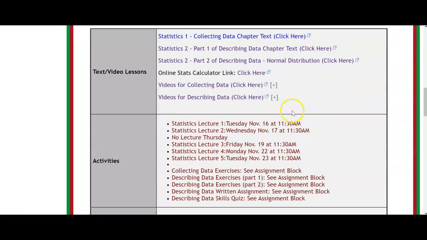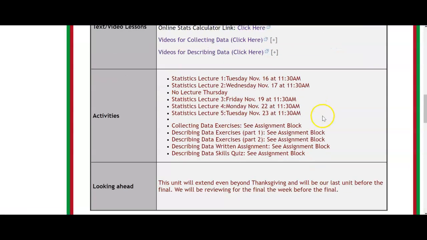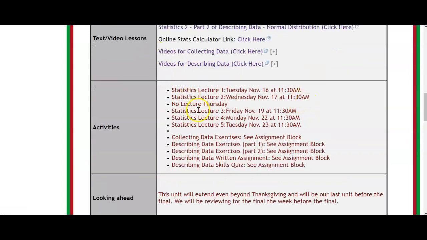So there's 3 different readings here. There's a collecting data, there's a describing data part A, really, and then there's a describing data part B, or 1 and 2. So there's really 3 different readings. This is a longer unit, putting together the collecting and describing data. Now there's also an online stats calculator that you'll be using for the 3rd part, the normal distribution material that we'll be learning. And there's also a bunch of videos for all of those things. Those are some of the resources.